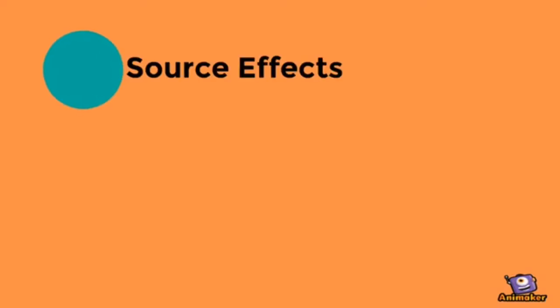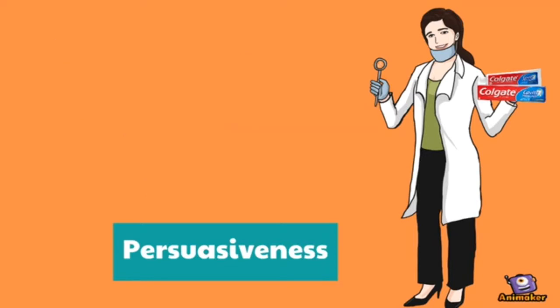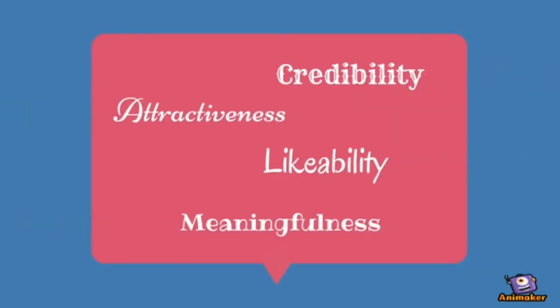Source effects are characteristics of a source that influence the persuasiveness of a message. There are four things to consider in delivering the message effectively to the audience, such as credibility, attractiveness, likability, and meaningfulness.